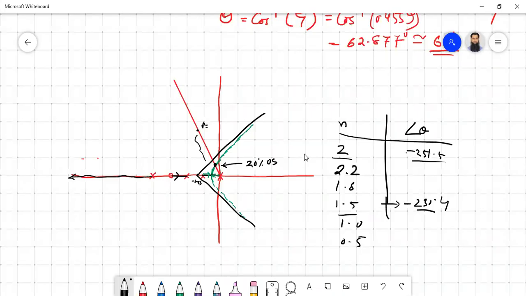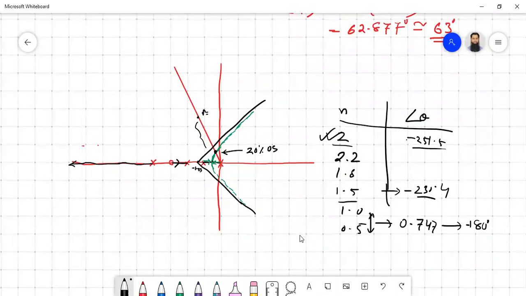Eventually we are going to see that there is a change here. So in between these two there should be some value. If you further approximate, you're going to see that at 0.747 the angle will be approximately 180 degrees, minus 180 degrees. Let me just show one example at 2, how to calculate the values, how it is actually becoming minus 251.